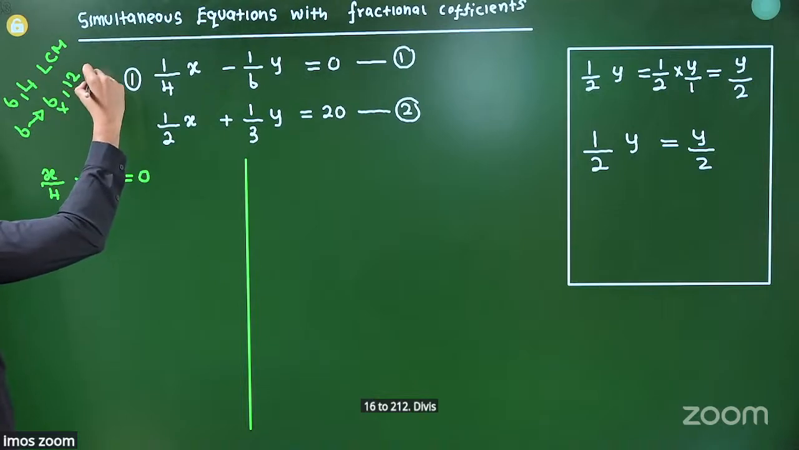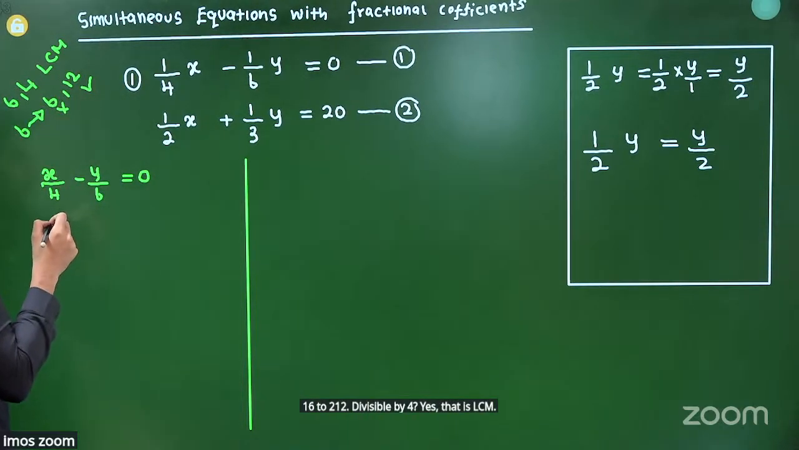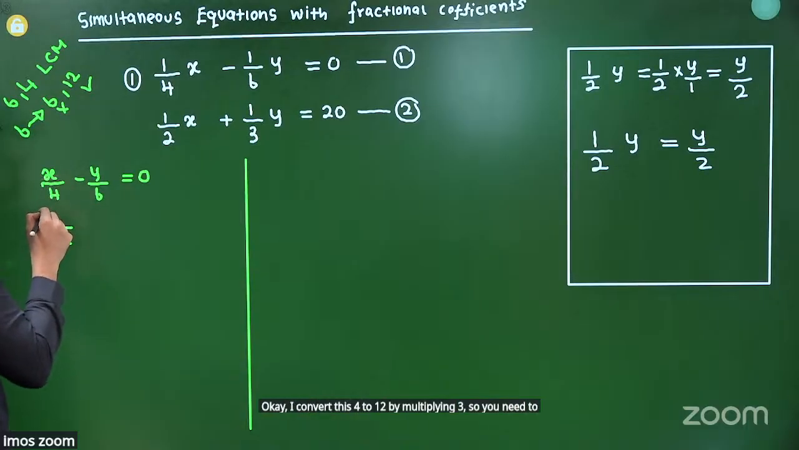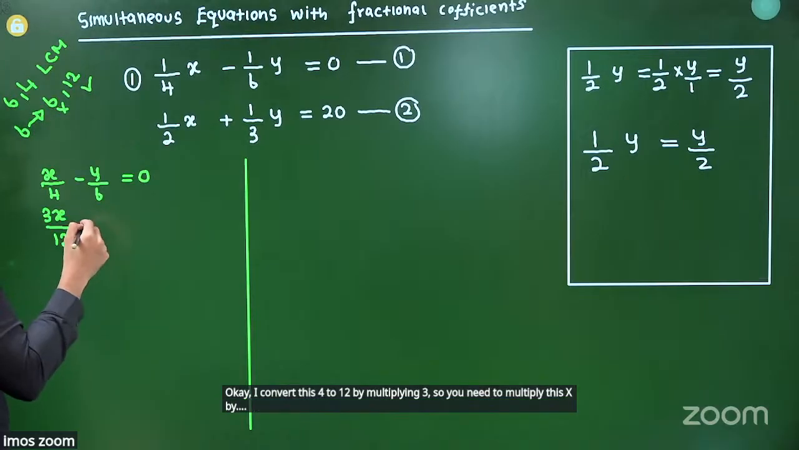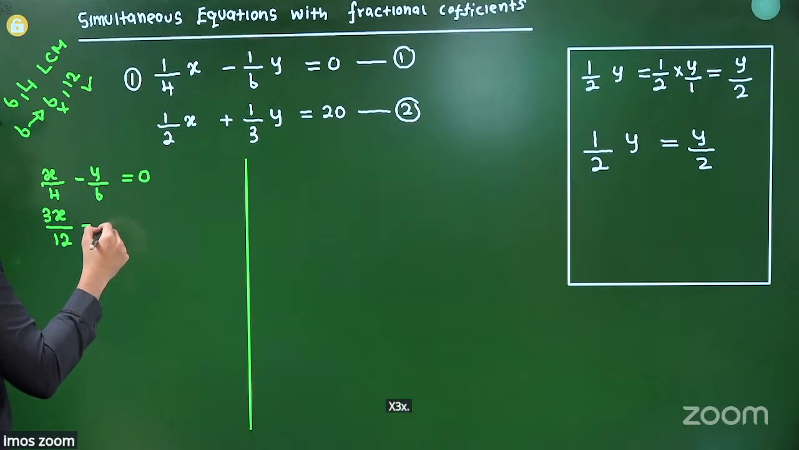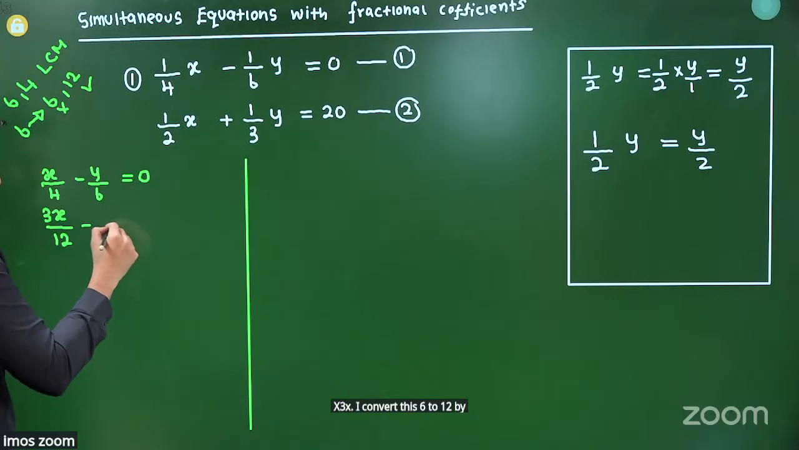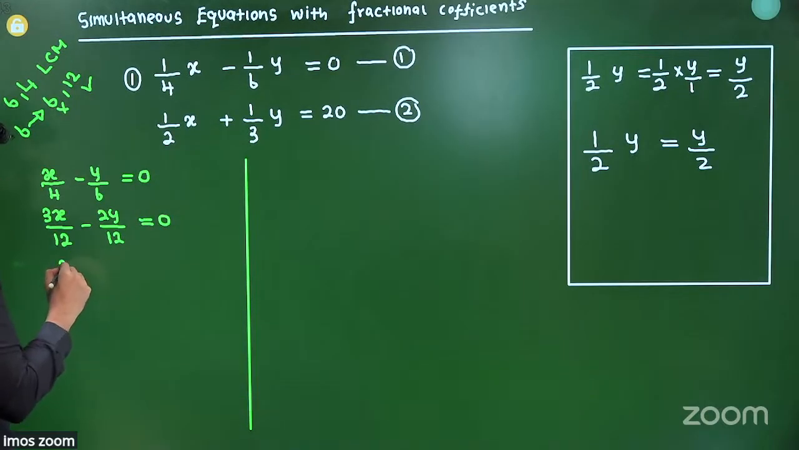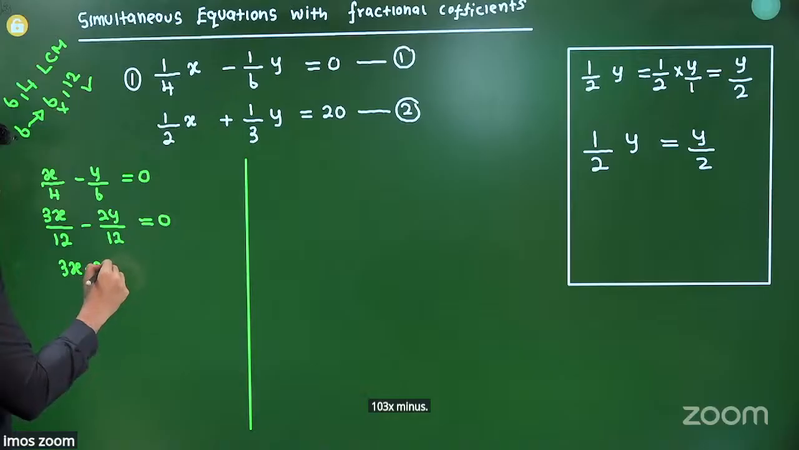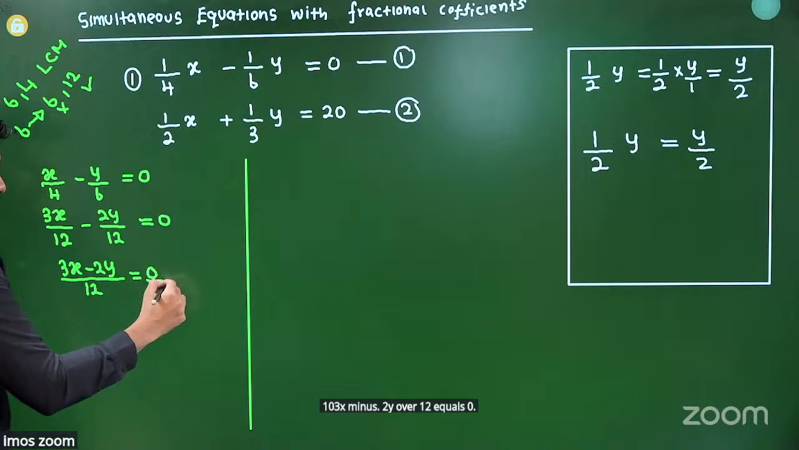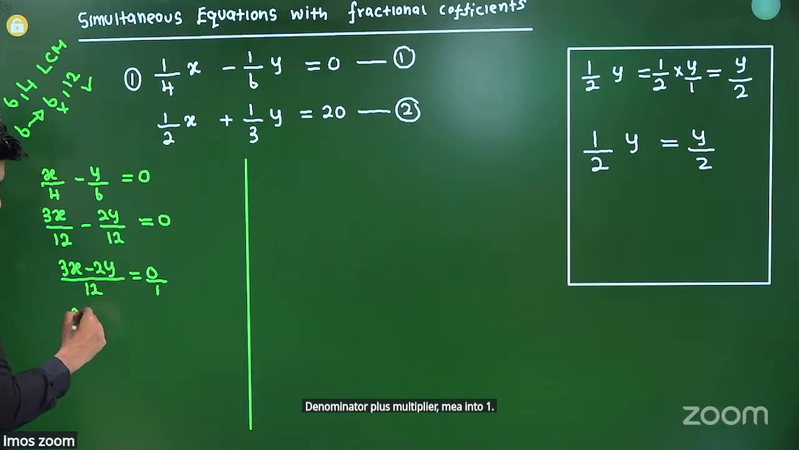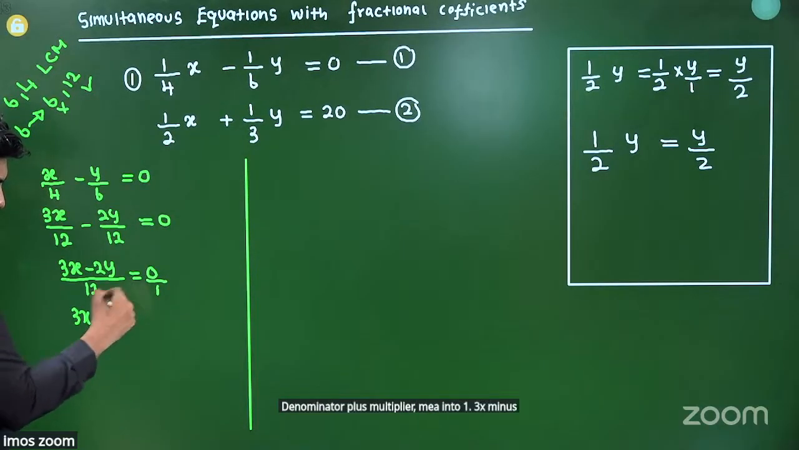Highest number, take its multiples. 6 into 1 is 6, divisible by 4? No. 6 into 2 is 12, divisible by 4? Yes, that is the LCM. Okay, I convert this 4 to 12 by multiplying by 3, so you need to multiply this x by 3, 3x. I convert this 6 to 12 by multiplying by 2, so you need to multiply this y by 2. And then 3x minus 2y over 12 equals 0. Then multiply by the denominator 12: 3x minus 2y equals 12 into 0, which is 0.